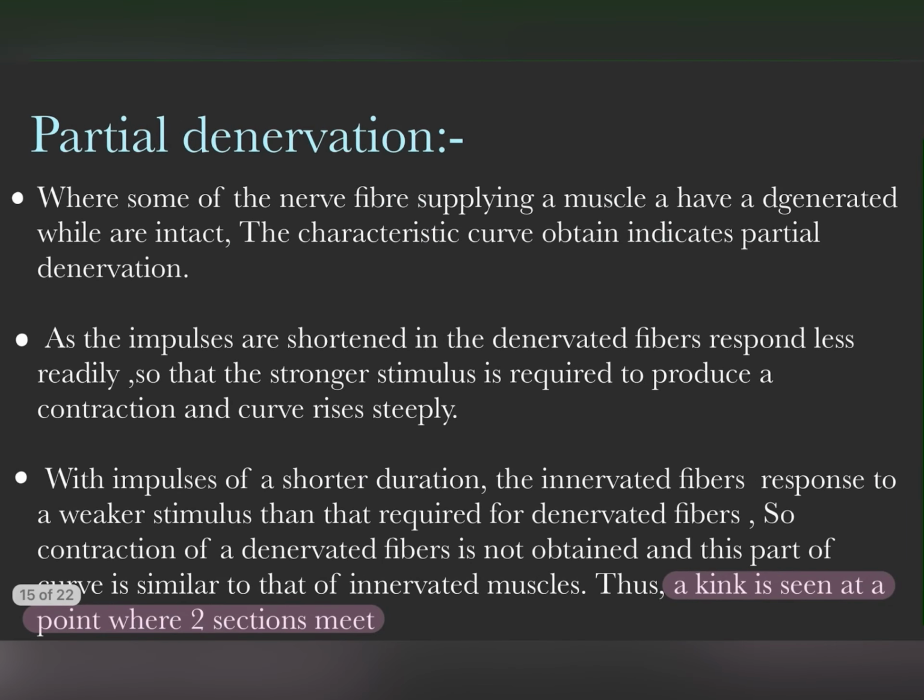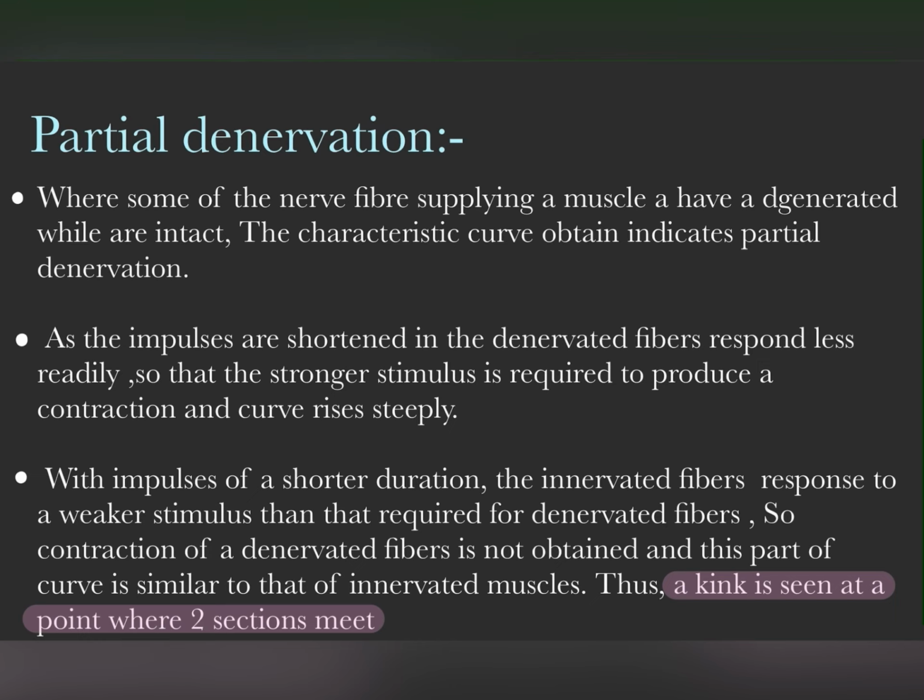Partial denervation. Where some of the nerve fibers supplying the muscles have degenerated while others are intact, the characteristic curve obtained indicates partial denervation. As the impulses are shortened, the denervated fibers respond less readily, so a stronger stimulus is required to produce a contraction and the curve rises steeply.